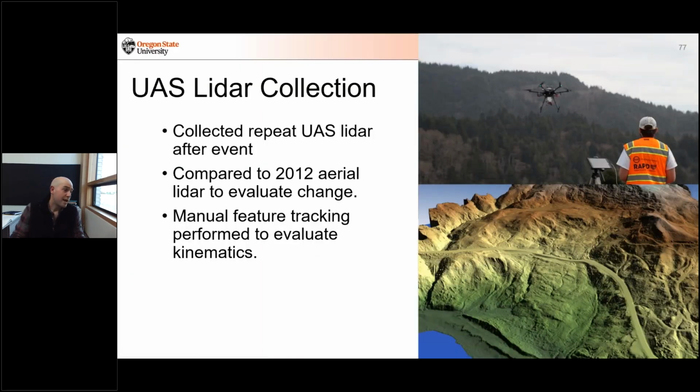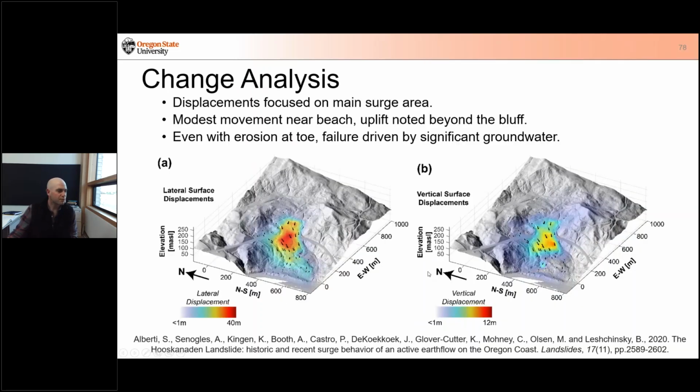So it was time to actually try and compare change for an event. What we did is we got UAS LiDAR, so taken from a drone, and we compared it to a previous aerial LiDAR data set to evaluate change. And what we used was manual feature tracking for features we could pick out throughout the landscape to start to see how much did it move and where, get an idea of kinematics. Here's what we see from change of two LiDAR data sets.